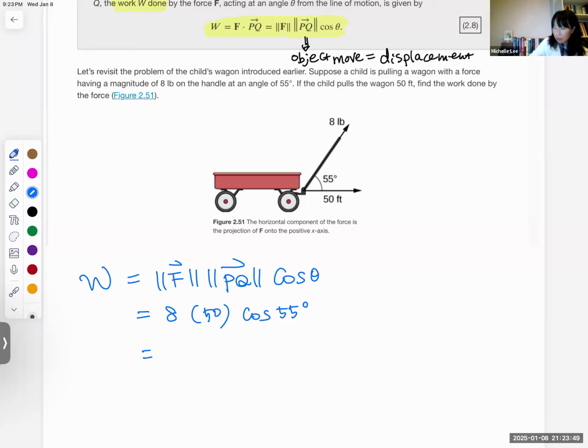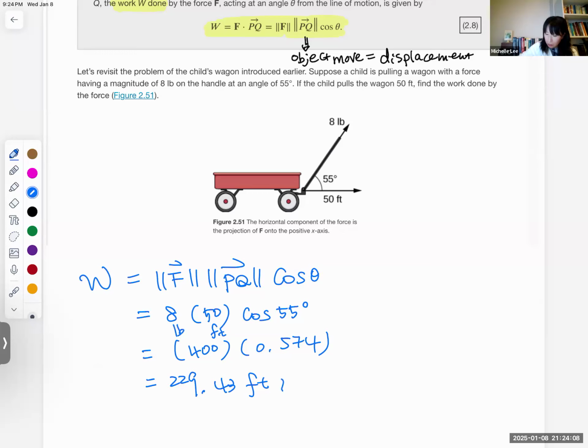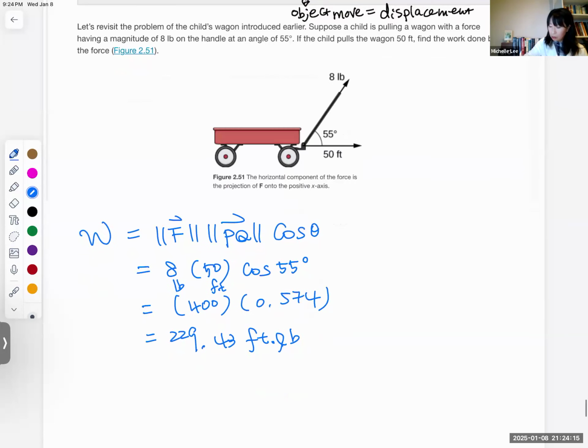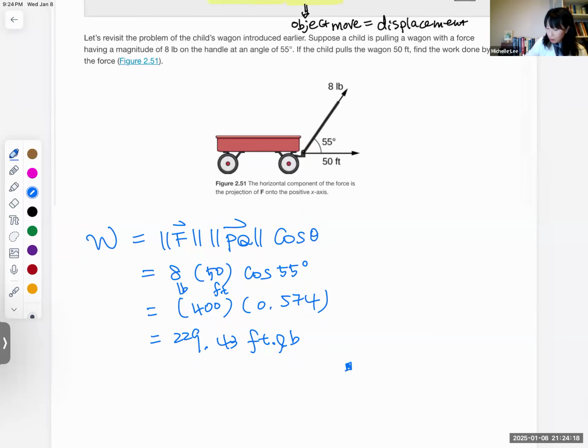So we have 400 times 0.574, which is 229.43. The units are feet and pounds, so foot-pounds. That is the unit. Okay, any question? We are done. This was a little bit of a long section.